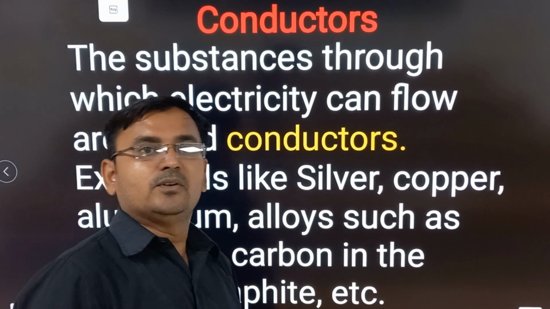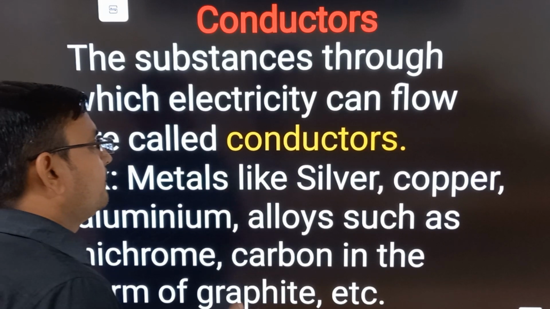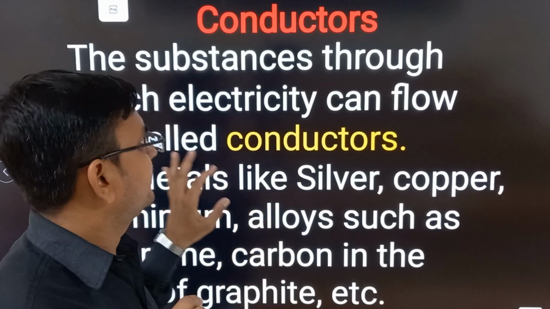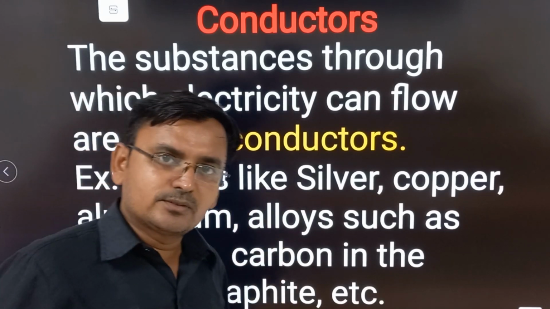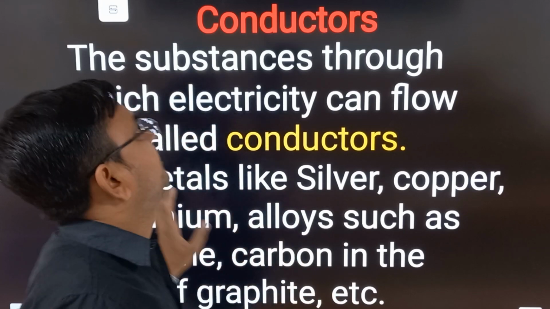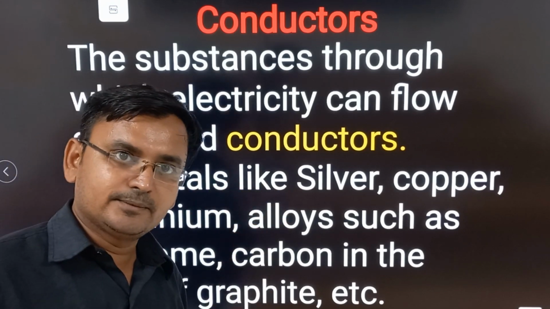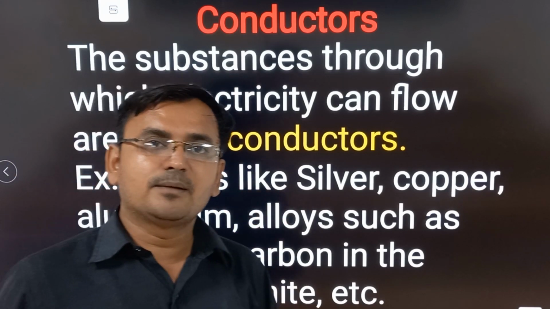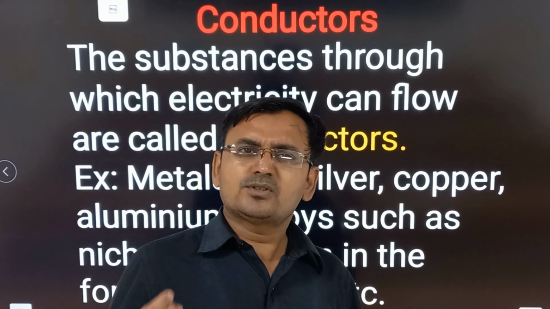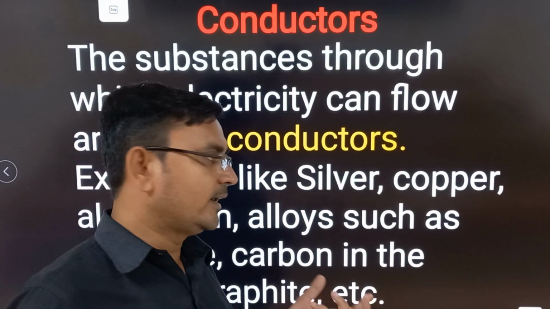Conductors. What is a conductor? In a simple way, a conductor is a substance through which electric current can flow easily, right? The substances through which electricity can flow are called conductors. Some examples are copper, aluminium. Most of the metals are good conductors, right? Gold, silver, all are conductors.